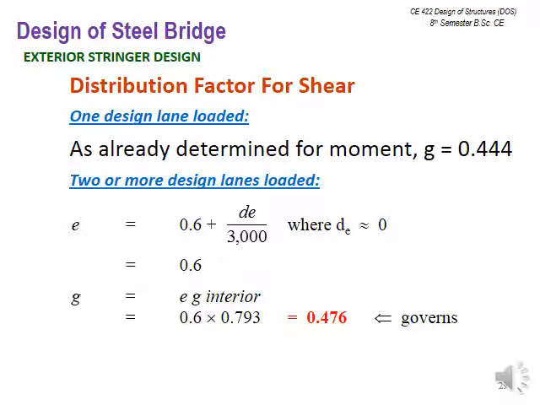So similarly, you have the distribution factor from the lever rule for the shear. This is the same, but for the 2 or more design lane loads, you have to go for it. The E equation has been changed. Okay, so now it will be 0.6. So it will be 0.476, and it is going to be governed for 2 or more design lane loads.